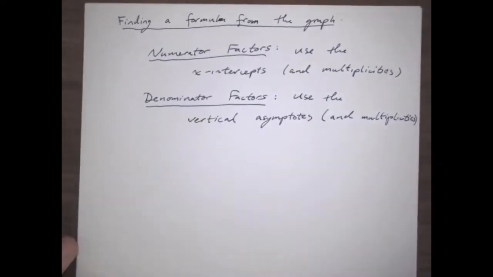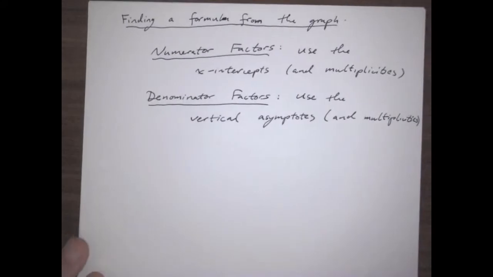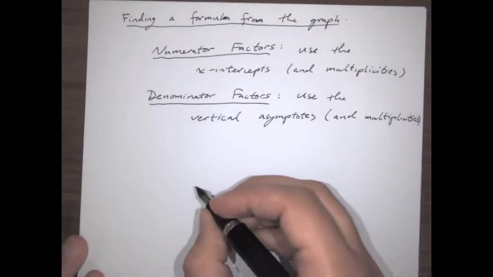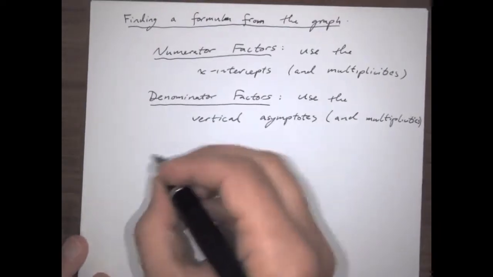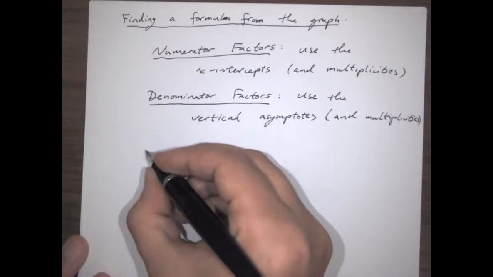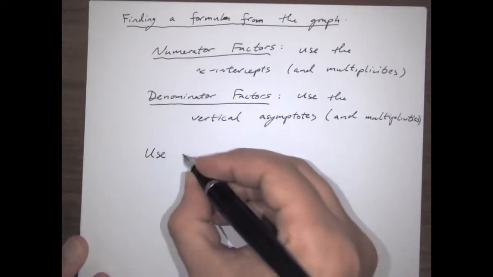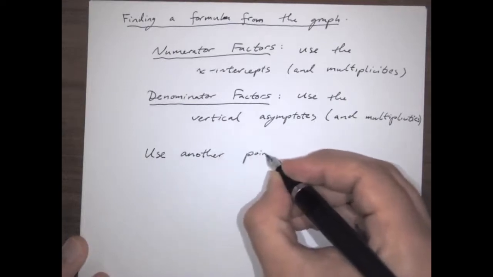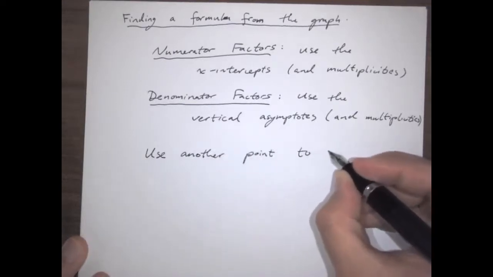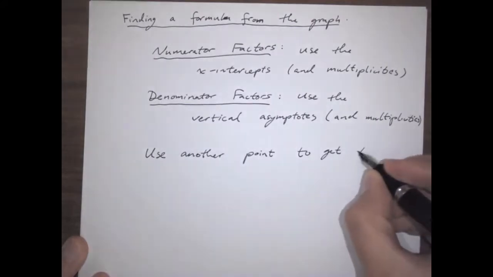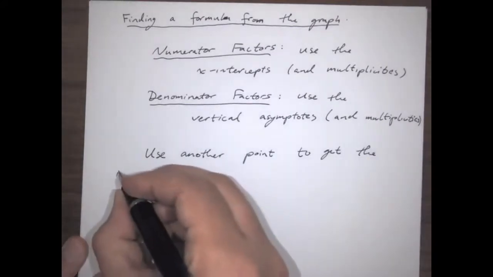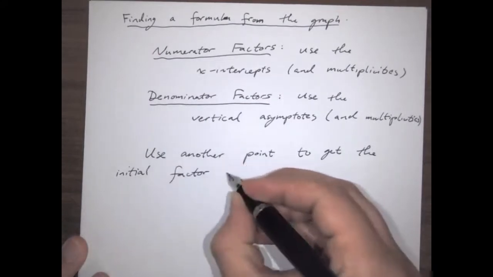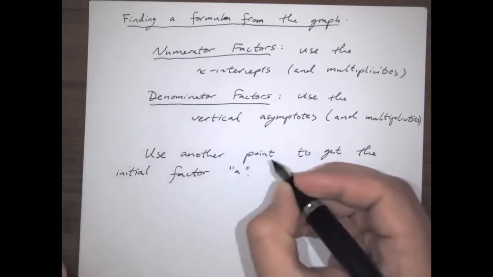But just like with polynomials, there might be one extra little factor in front, a little factor of a, and we can just use any other point or even the long run behavior to find the a. So use another point to get the initial factor, let's just say a.